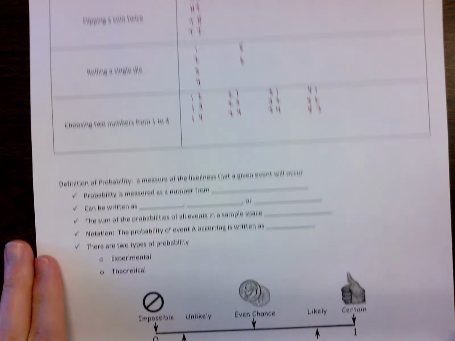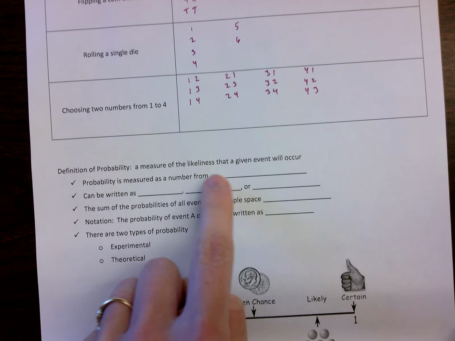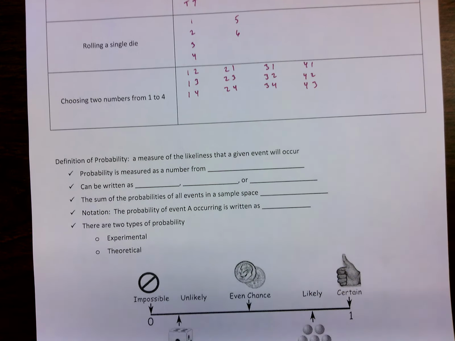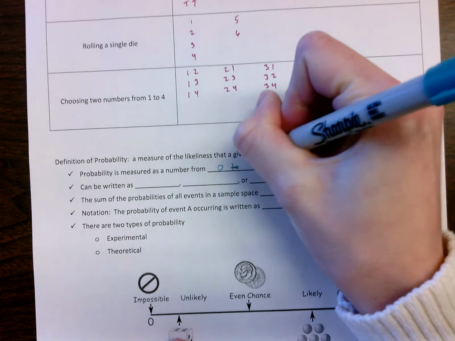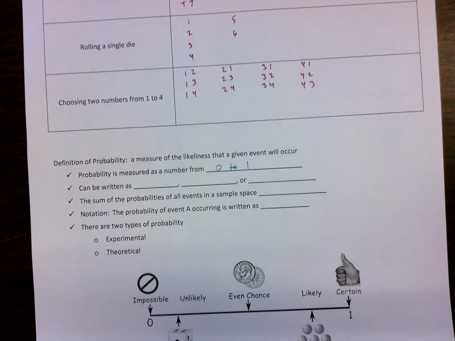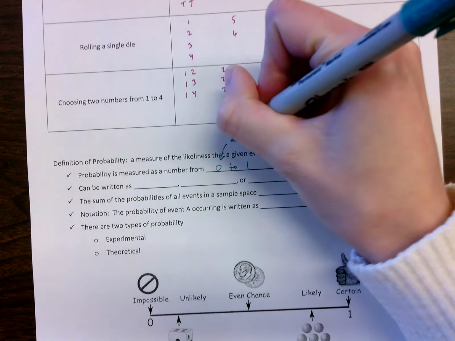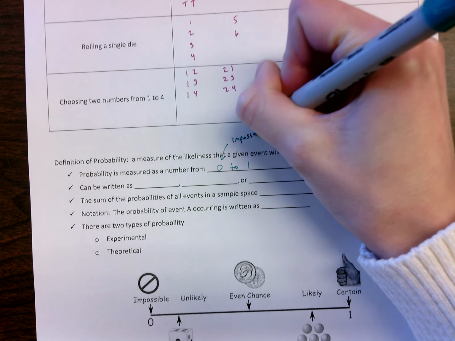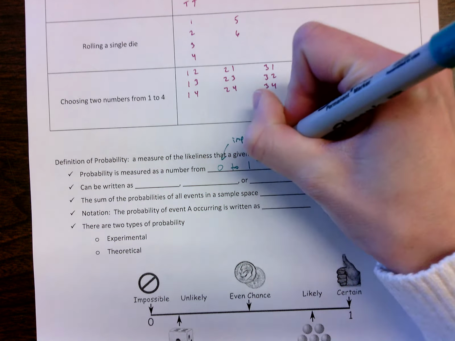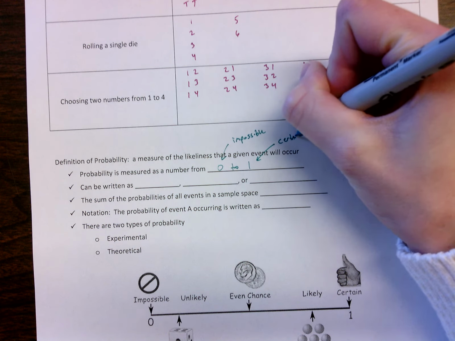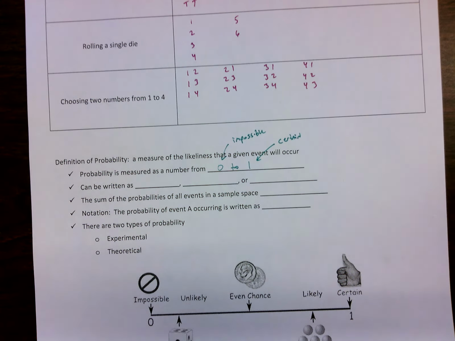So now when we talk about probability, probability is the measure of likeliness that a given event will occur, which you know is how likely something is to happen. All right, so things that you need to know about probability. Probability is measured from 0 to 1, so whole number 0 to whole number 1, where 0 means that it is completely impossible, and 1 means that it's completely certain. It's guaranteed to happen.